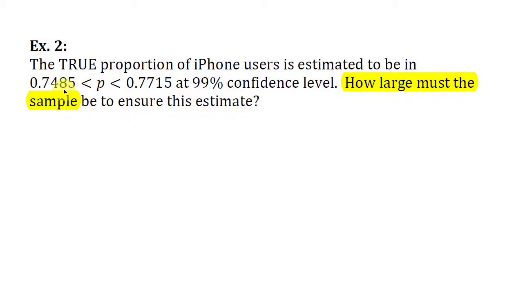The idea is we already had an estimate given in our problem. We estimated that our true proportion, our population proportion of iPhone users globally, is known to be in this interval. This three-sided inequality indicates that the true proportion of iPhone users is inside, with this low end and this high end. Further, this interval is guaranteed at 99% confidence level. And so we want to find out how large must the sample be to ensure this estimate.